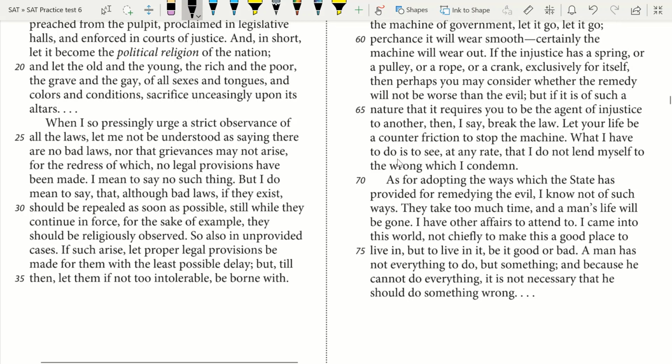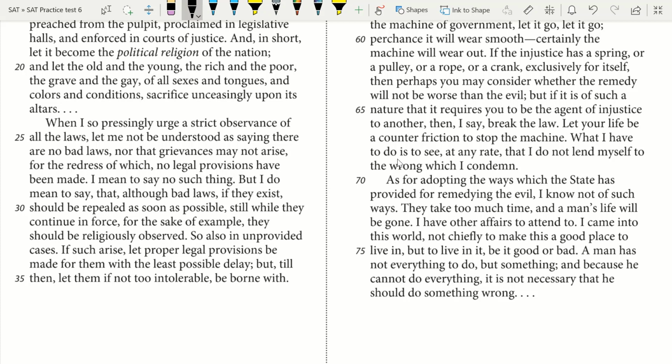When I so pressingly urge a strict observance of all laws, let me not be understood as saying there are no bad laws, nor that grievances may not arise, for the redress of which no legal provisions have been made. I mean to say no such thing, but I do mean to say that although bad laws, if they exist, should be repealed as soon as possible, still, while they continue in force, for the sake of example, they should be religiously observed.